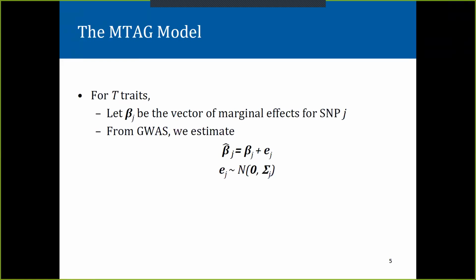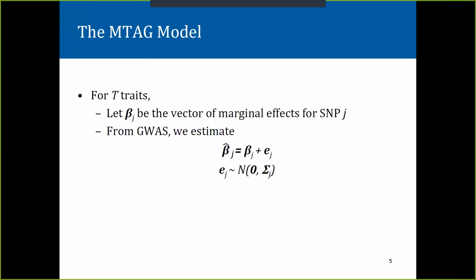When we do GWAS, we don't know what the true beta is, and so we have to estimate it. And so we have some observations, beta hat, which is the truth plus some noise. And assuming that we're using something like OLS or an unbiased estimator of the effect sizes, then this estimation error from the GWAS should have mean 0 and a variance-covariance matrix, which I'm going to define to be sigma. And so if the samples for all the different traits that we have are non-overlapping, then sigma will be a diagonal matrix.